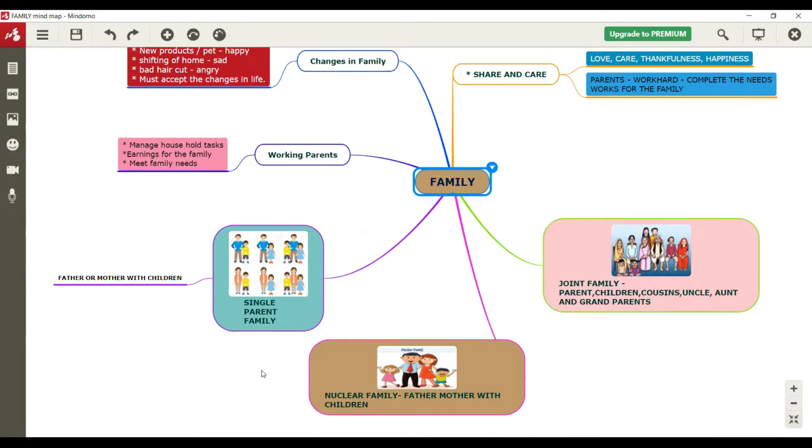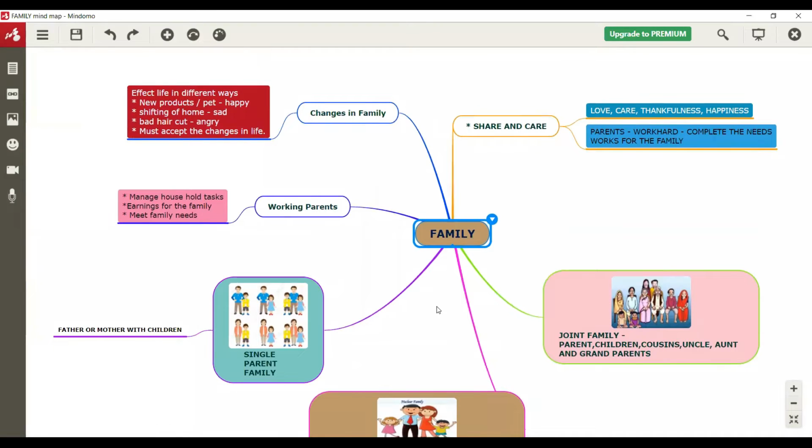Here, this is the first lesson of your social science. So, what is the lesson name? Family. Do you all love your family? Yes, even I too love my family. Look at here. They have explained the complete lesson in one mind map. So, this is called a mind map, children. In this mind map, I will be explaining each topic in detail.